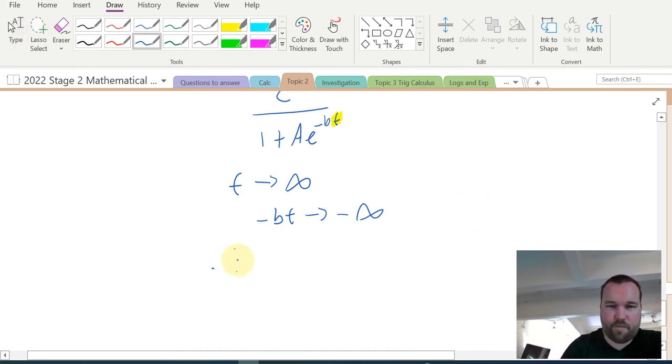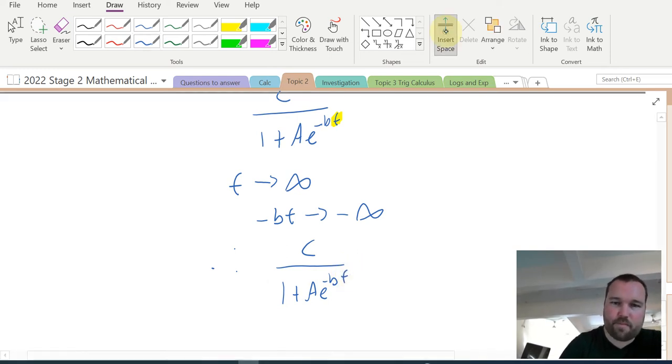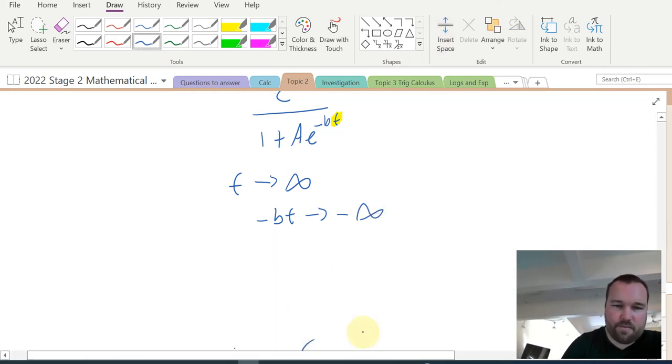Therefore, c on 1 plus a e to the minus bt. Actually, we'll probably skip a step. I'm going to jump a step in. Therefore, e to the minus bt will go towards 0.